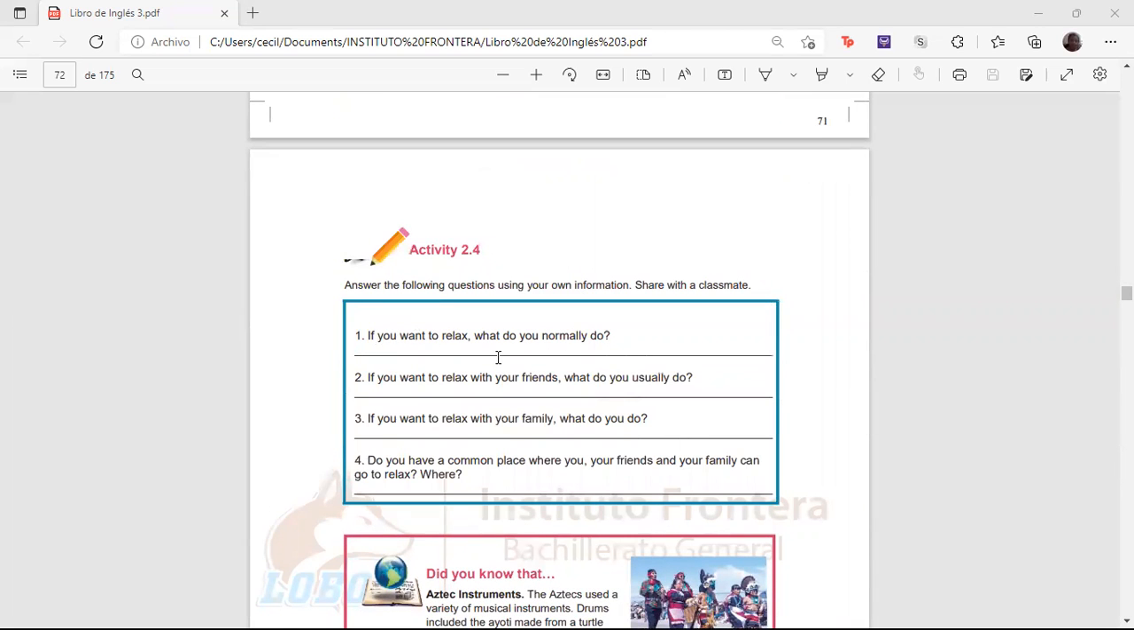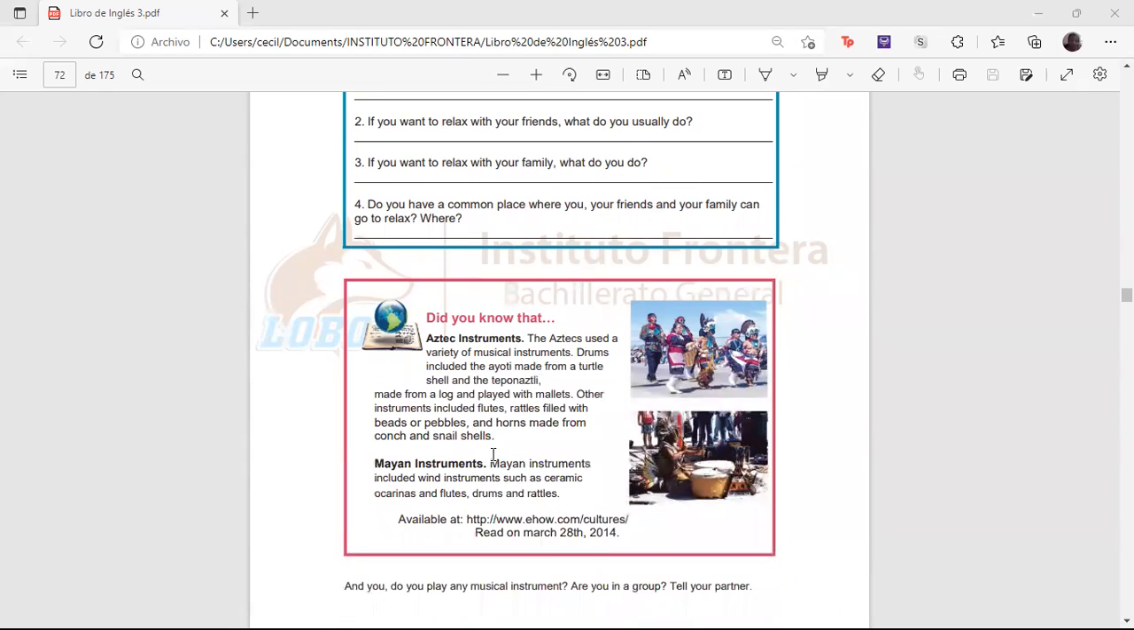If you want to relax, what do you normally do? If you want to relax with your friends, what do you usually do? If you want to relax with your family, what do you do? Do you have common places where you and your friends or your families go to relax? Where is it? Okay, now you have a reading here. You're going to read this one. We're going to read it in class, but you still have to read it by yourselves.